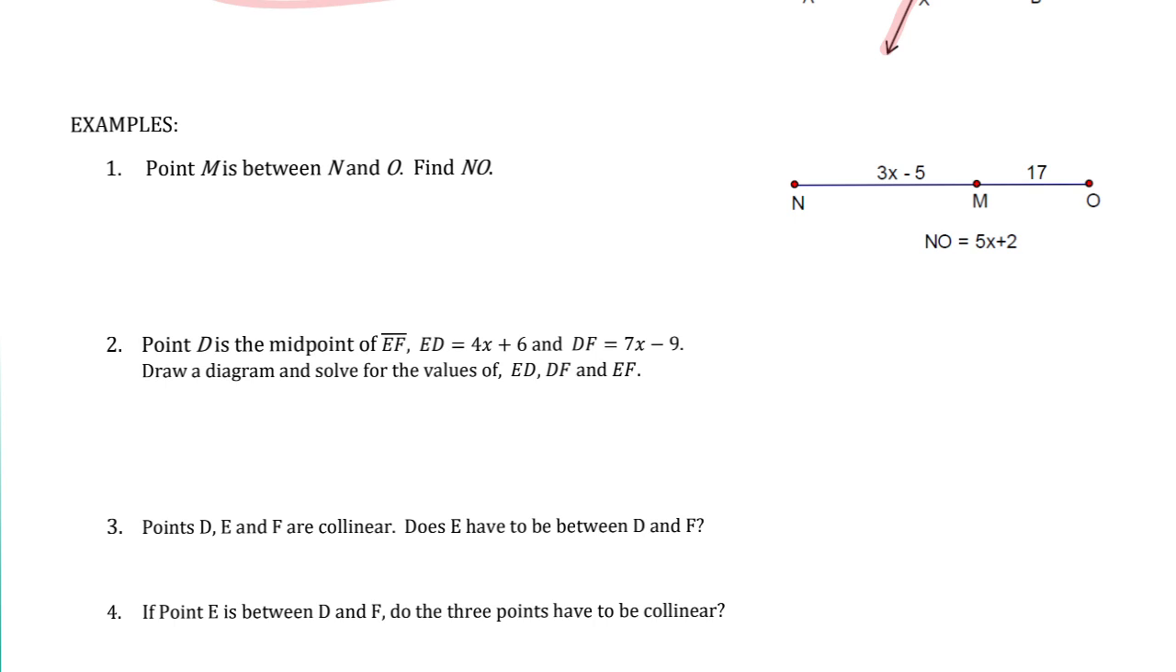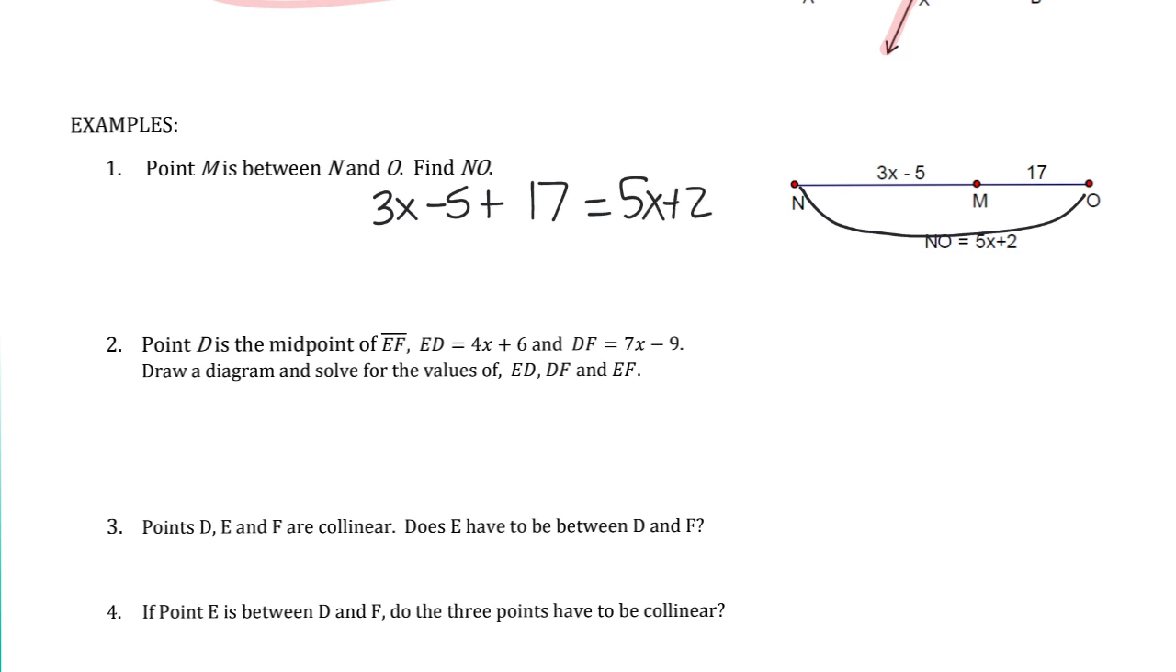Okay, so we have segment NO, and it's comprised of NM plus NO. So the sum of those two pieces, those two segments, equals the overall length from N to O. It says the length from N to O is 5x plus 2. We know NM is 3x minus 5, and M to O is 17. So in math class, as you know, we're going to write an equation and solve it. We take 3x minus 5 and add it to 17, and the sum of those two parts equals the overall measure of the entire segment, so it's 5x plus 2.